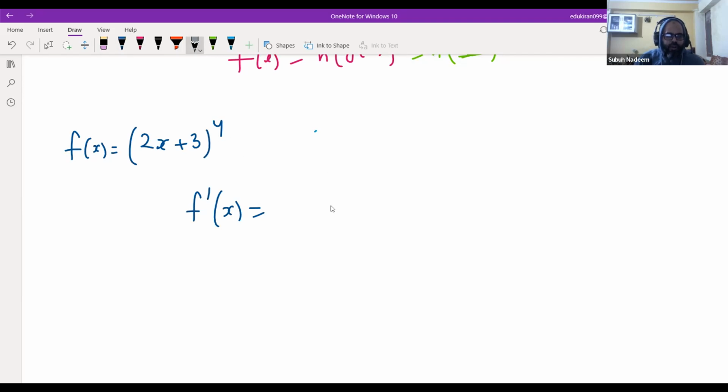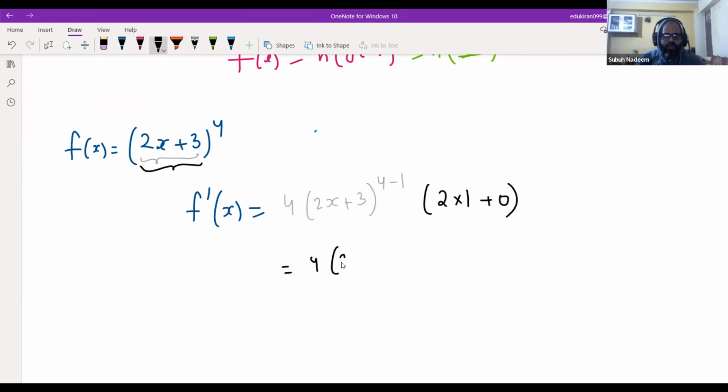So you will differentiate the outside function, treating 2x plus 3 as the input, and you will write it as n times (2x plus 3) to the power n minus 1. After that, the inner function will be differentiated. So 2x plus 3 gives 2 into 1 plus 0. So you will get 4 into (2x plus 3) cube into 2, which is 8 into (2x plus 3) cube. So this will be the derivative.